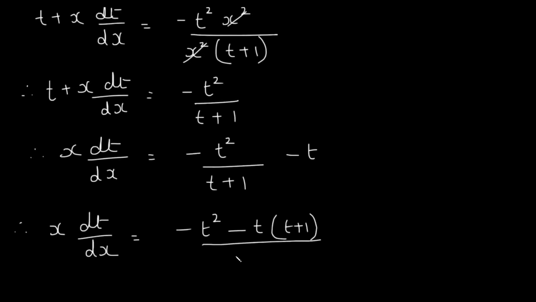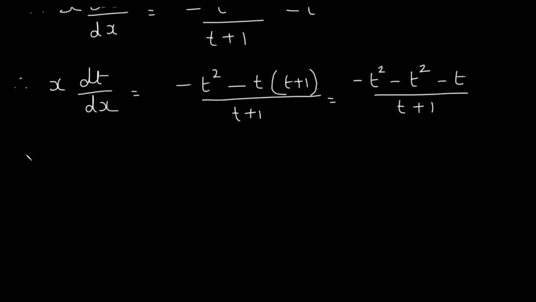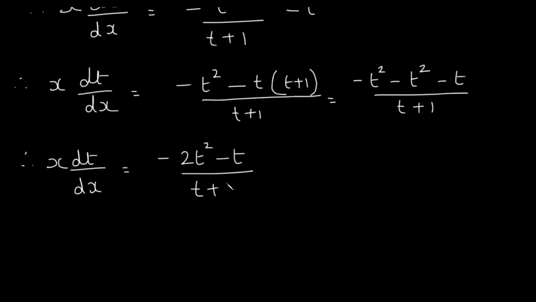And now the denominator is common, t plus 1 becomes the denominator. Let us simplify this further over here. So when we open the bracket, we get minus t square minus, now t into t is t square and minus t into 1 is minus t upon t plus 1 we are getting. Then in the next step, we get over here x dt by dx is equal to minus 2t square minus t upon t plus 1. So this is what we got over here.